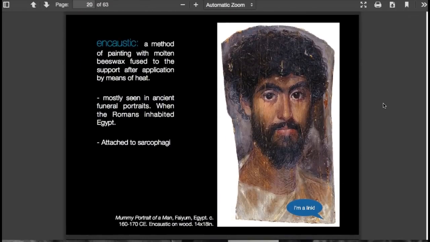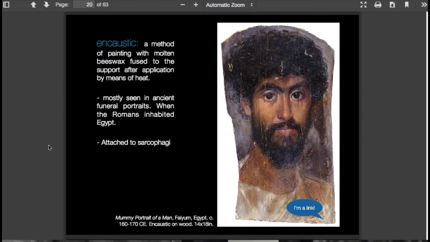Okay, the first method we're going to look at is a very old one. This is called encaustic, and this is a method of painting that used molten beeswax fused to the support after application by means of heat. So you would get the wax really nice and melty. This kind of served as our solvent, so we would have the pigment, and the binder becomes this beeswax. And what happens then is that it hardens into this really beautiful surface, and the wax and the paint become one. So instead of painting and then putting a layer of wax over it, it all becomes one surface.